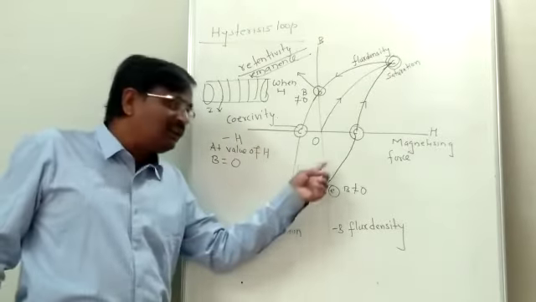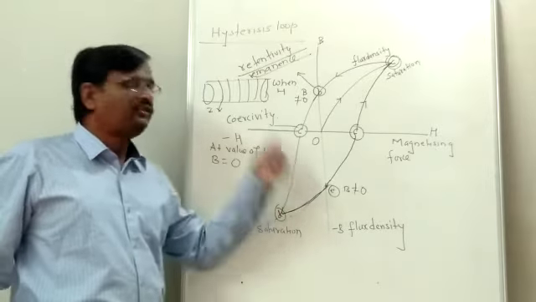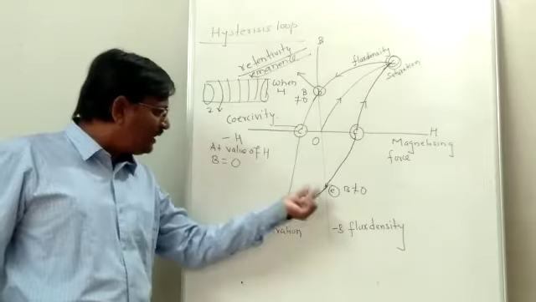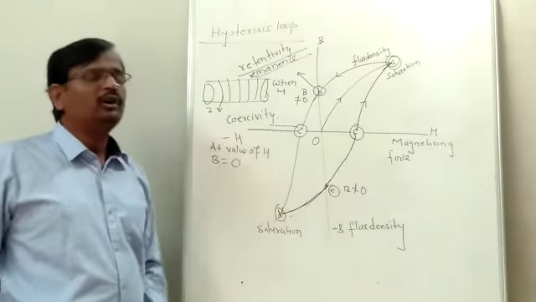Along the path D, when H is decreased, B also decreases. And at point E, at H equal to 0, B is not equal to 0.